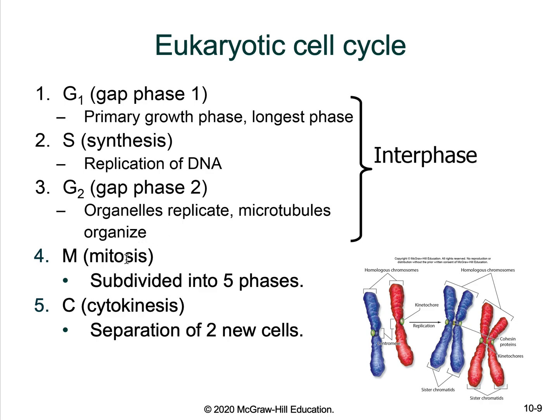For the actual mitosis or M phase, this is the prophase, prometaphase, metaphase, anaphase, and telophase. Cytokinesis is when the cell actually will divide and have two identical daughter cells. That's a really important thing that I need you to remember. At the end of mitosis, you will have two identical body cells or somatic cells.